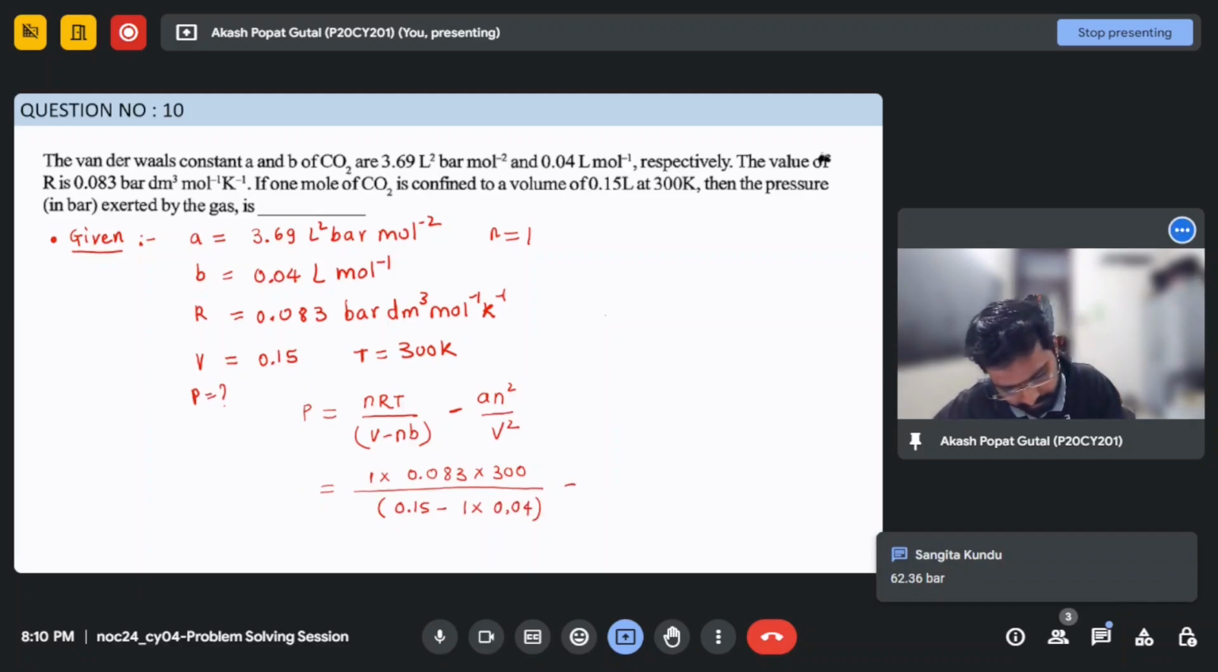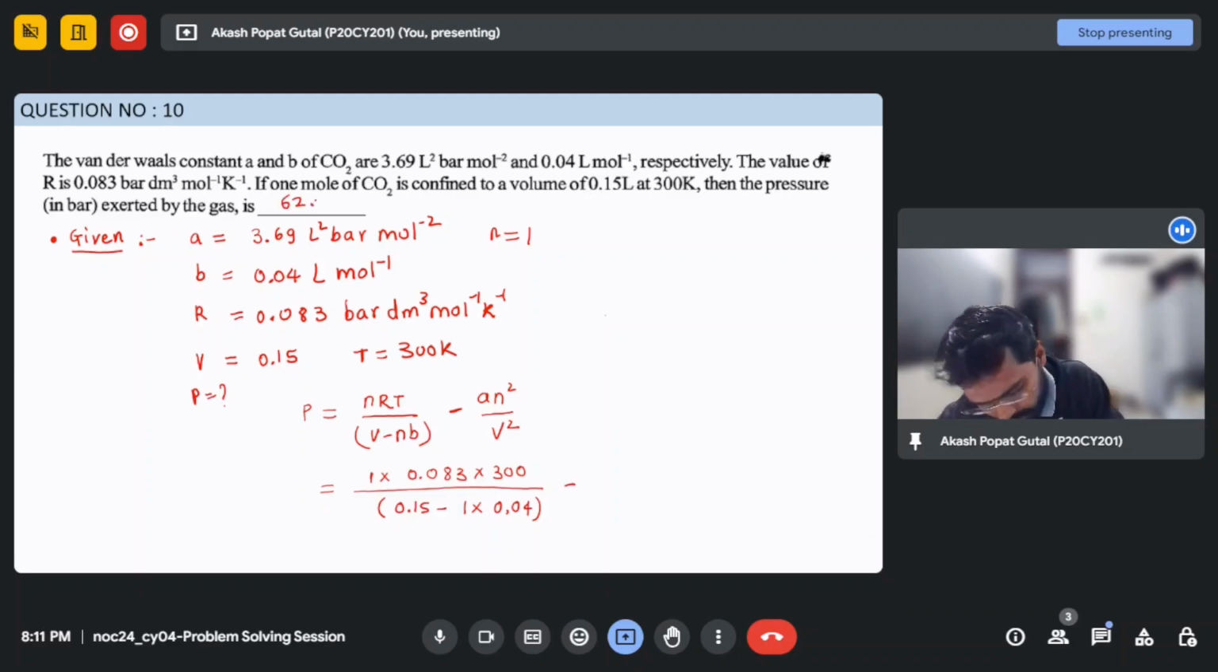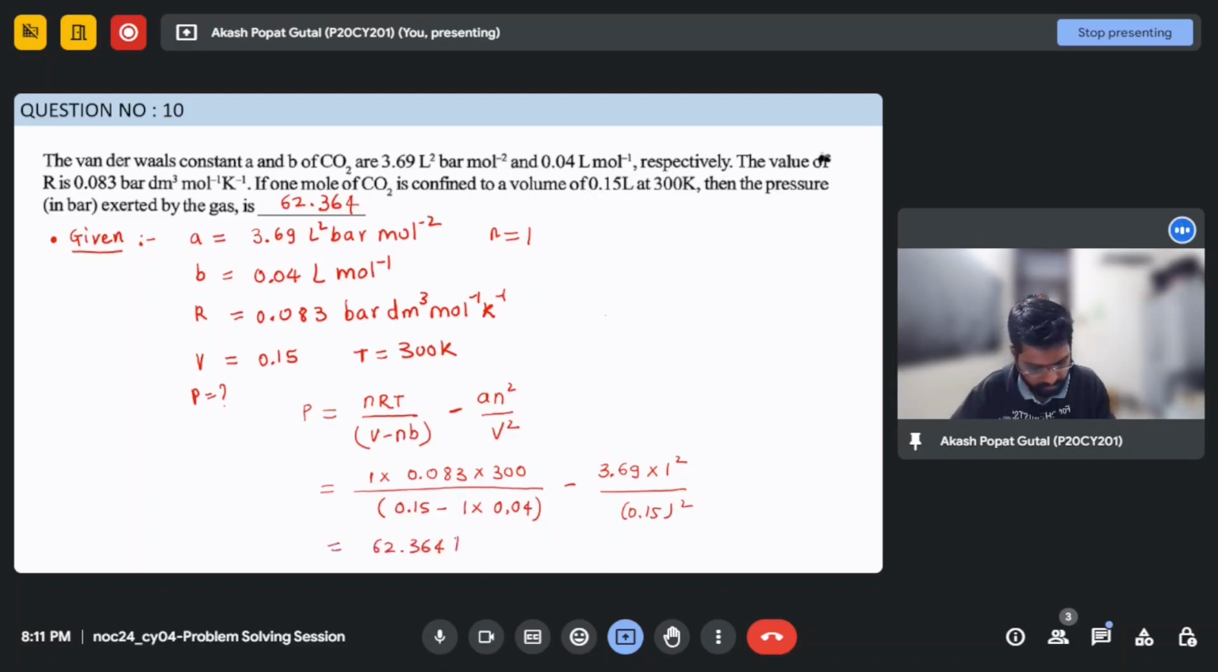62.36 is the right answer. The answer should be 62.36, and precisely, 62.364. So you must take care about the decimals and the value that you calculate along with its sign in case of GATE examination. If you calculate it, you will get 62.364 bar. So this is just one practice problem.